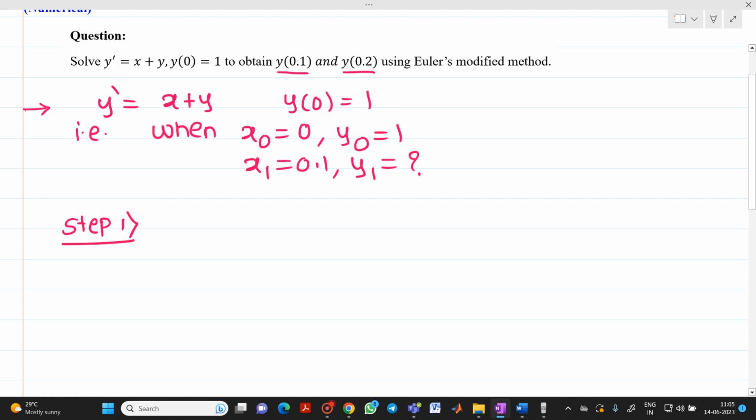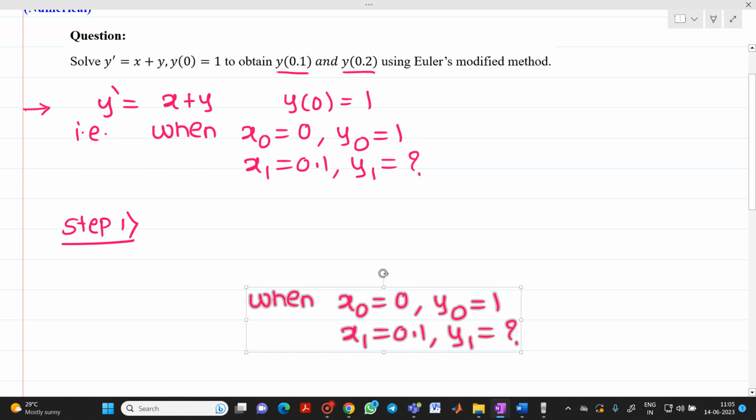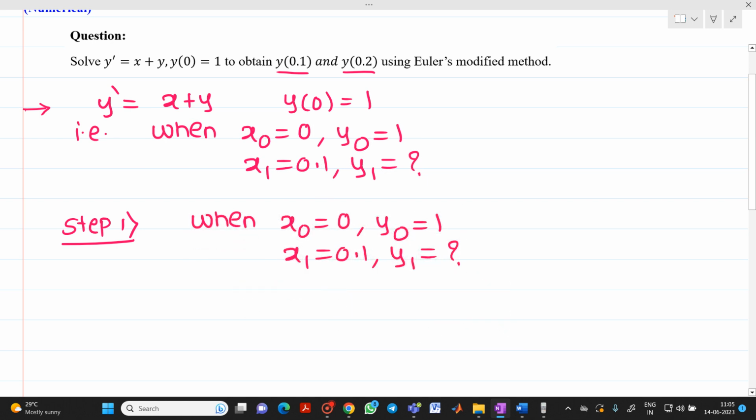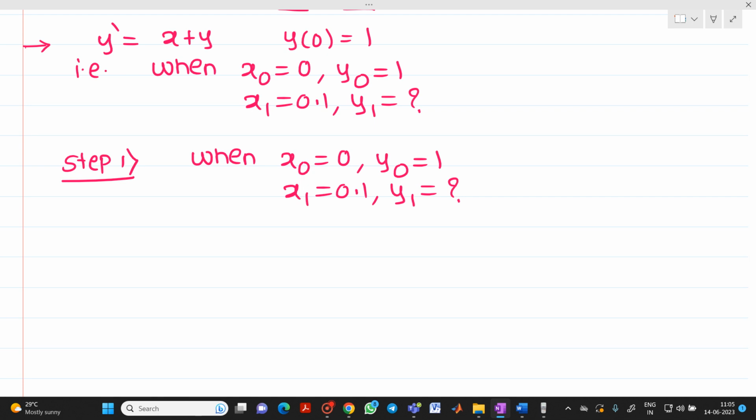In step number 1, when x0 = 0, here if you see y0 will be equal to 1. So when x1 = 0.1, what is the value of y1? First we have to use Euler's formula. So I will write it here, by using Euler's method. Now what is the formula here?